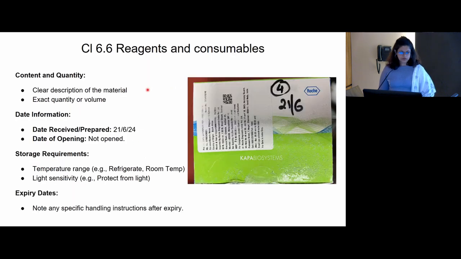For all reagents and consumables, a clear description of the material should be mentioned. We maintain a proper record of the date when the reagent was received, as seen here. We also keep a record of when the reagent was opened. For storage requirements, we make a point to ensure it is maintained at a proper temperature, and if it is light sensitive, we take that into consideration. Any specific handling instruction related to expiry is also taken into consideration.